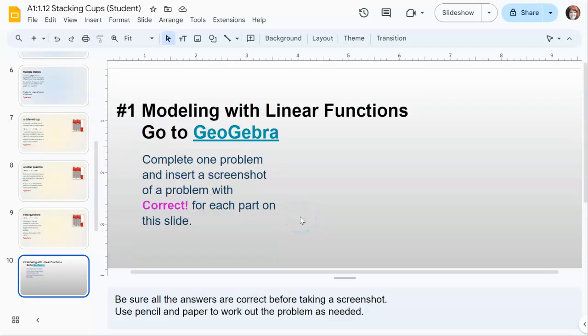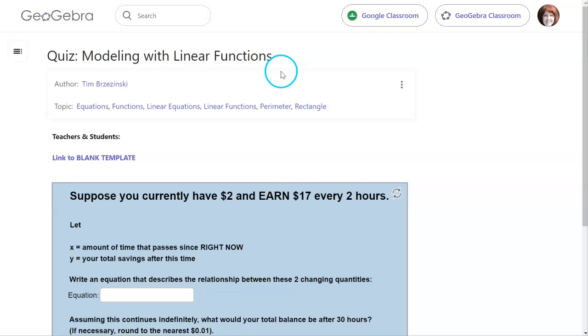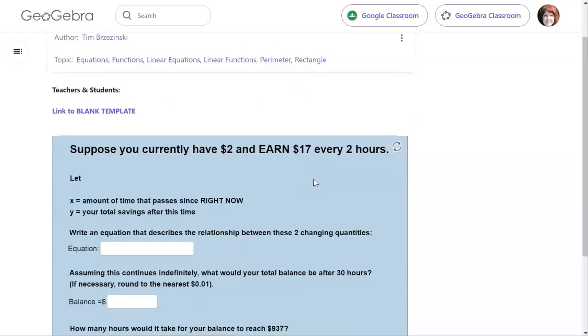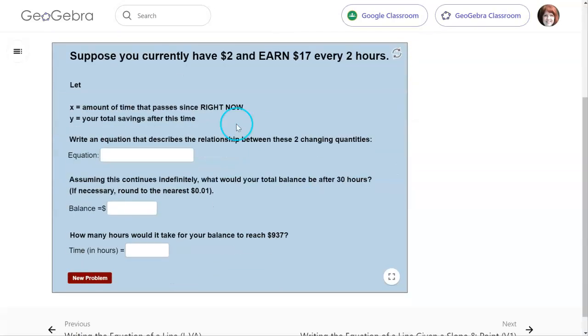the last few slides are where you're going to go to GeoGebra and work some modeling problems, and then they will copy paste their work from that application to these slides. Now on GeoGebra, they're going to go into this screen. It's going to give them a scenario here at the top, and they're going to model this scenario with an equation. So this is probably the first time we've gone directly from words to equation in the class.